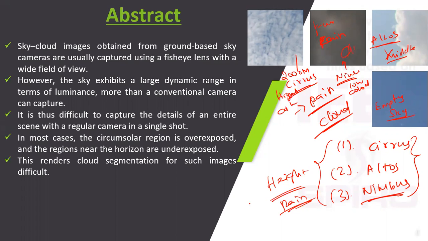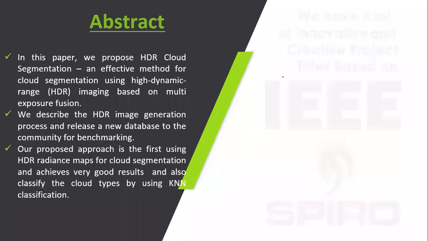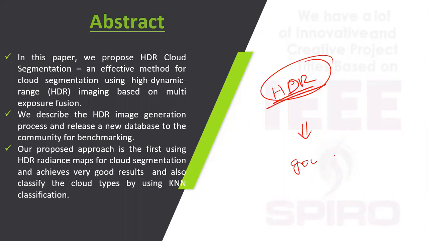With the help of a regular camera we capture the image and finally detect whether rain is possible or not. Abstract: here we used an HDR image generation model to get good results for cloud segmentation.